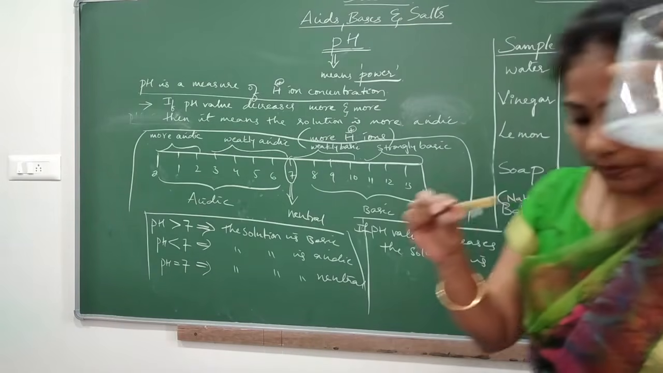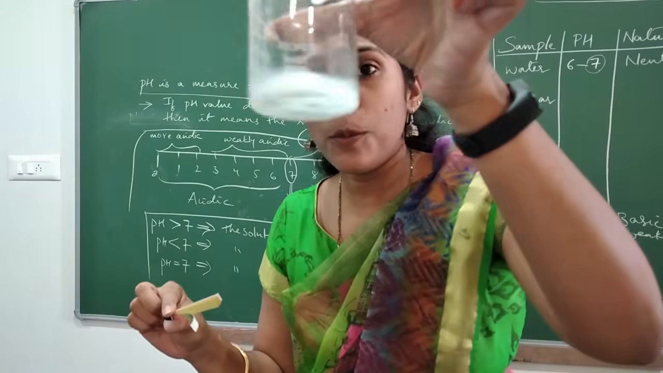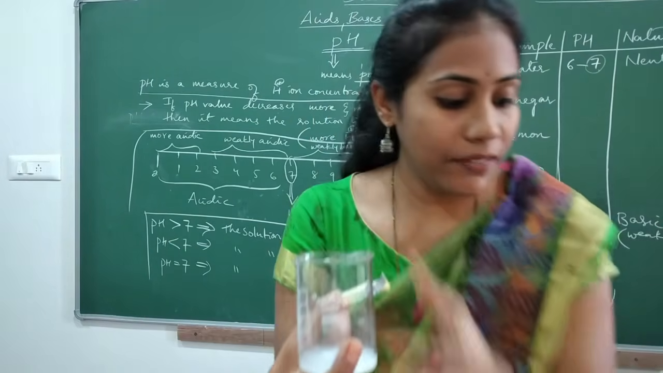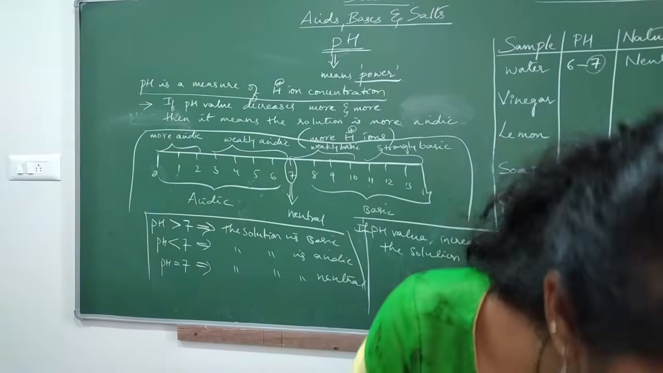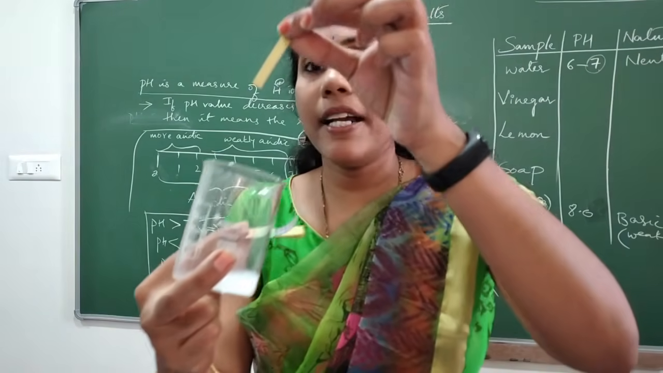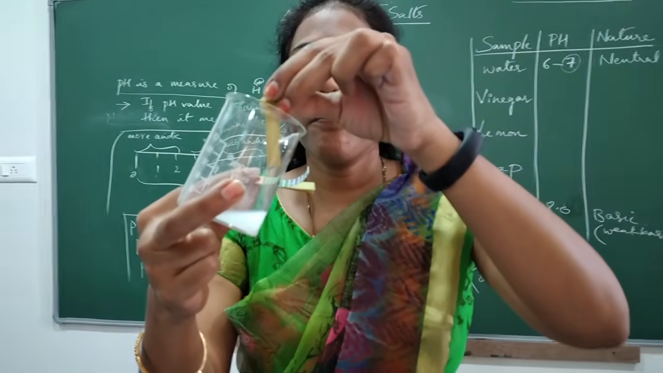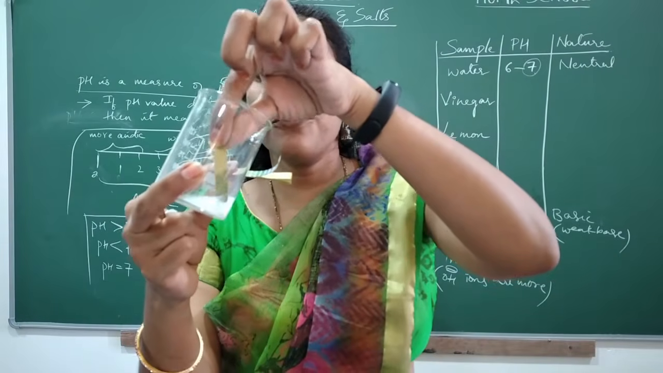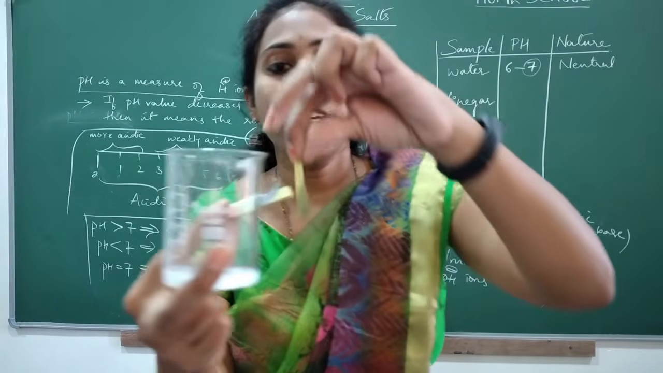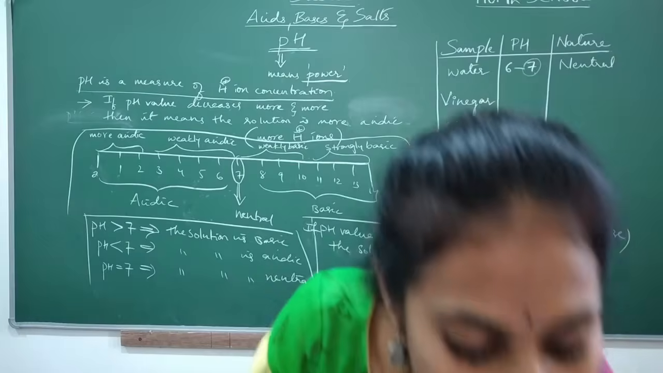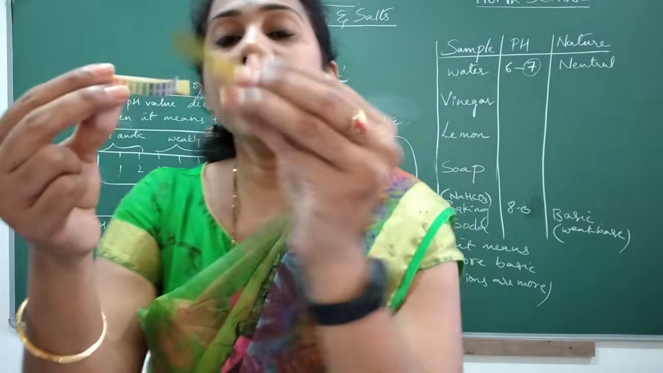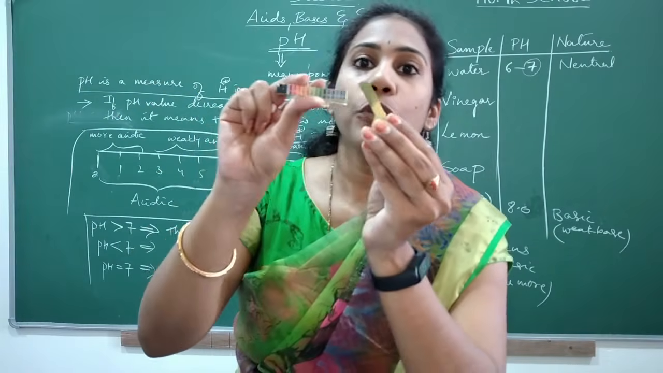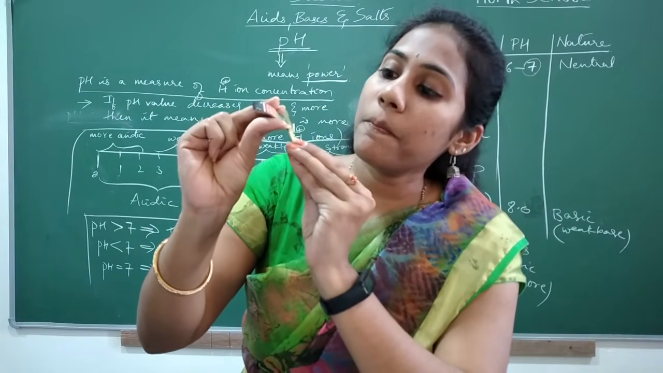See here. One more solution. This is a soap solution we have got. And I will take the pH paper and I am dipping it. Yes. Soap solution. Okay. So I dipped and see the color. See the color. To which number it is matching with?